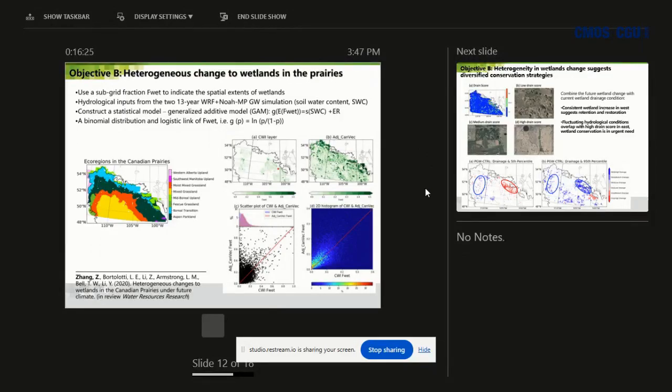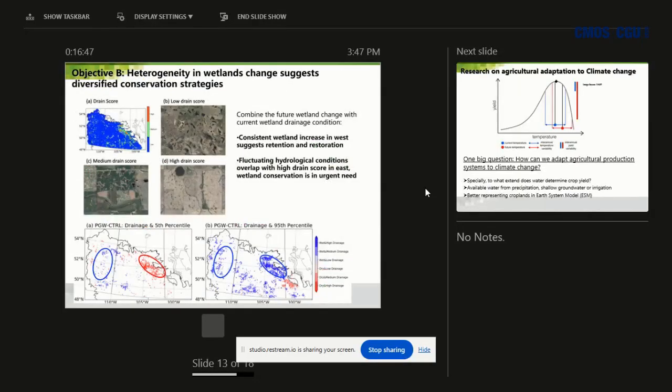Then we go back and modify our parameterization, and we do this as a loop. It used to be done statistically, but now we use machine learning to help us improve our definition of the wetland in the model, which is quite successful. And then we use it to look at how the wetland distribution is going to be in the future, which part is more vulnerable, and whether we should take some action now to protect it.